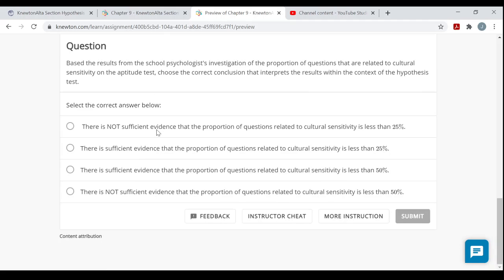So let's read through these. The first statement: there is not sufficient evidence that the proportion of questions related to cultural sensitivity is less than 25%. That's correct. That's exactly what I just said. There is not enough evidence to support that, because again, we didn't reject the null.